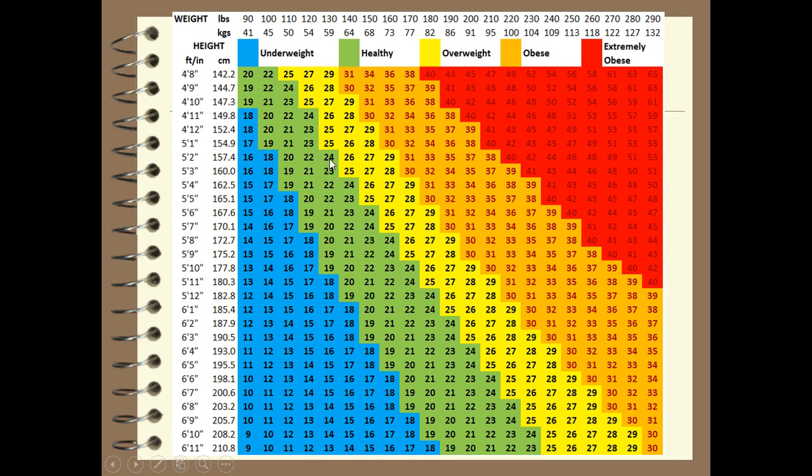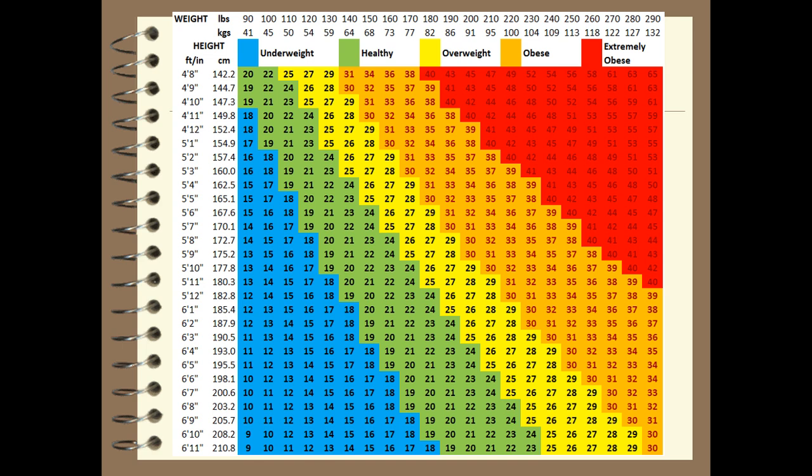I think we're in that line. So my BMI would be 24. The 130 pounds is right in line with the 5'2", 24. Then you look at the color scheme and determine if I'm in the healthy range, and I'm in the healthy range. Suppose I was 160 pounds at 5'2". I would be here in yellow, which means overweight.